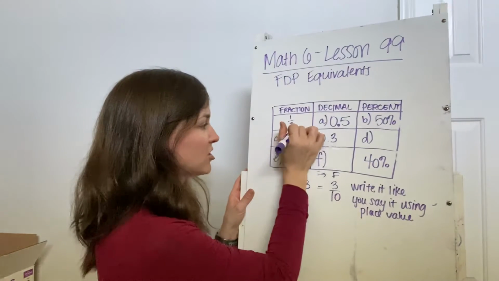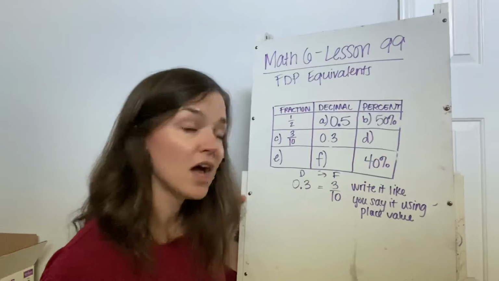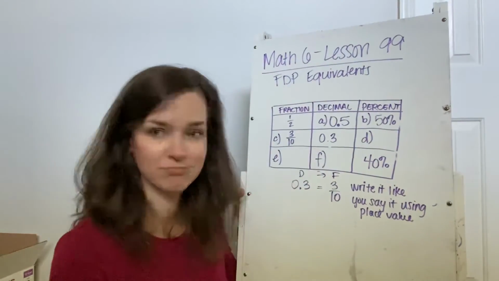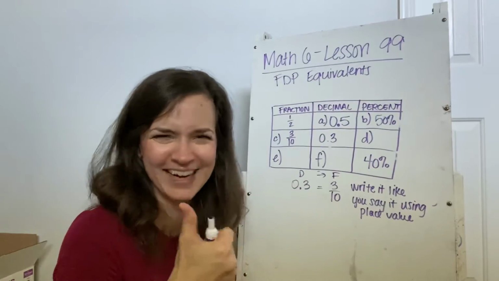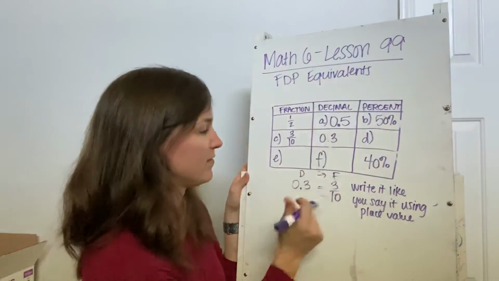That's our fraction, and we always want to check to see if we can simplify or reduce it. But we know that 3 and 10 do not have any common factors, so we're good. We'll just leave it as 3 tenths, okay? Then we've got our decimal of 0.3.